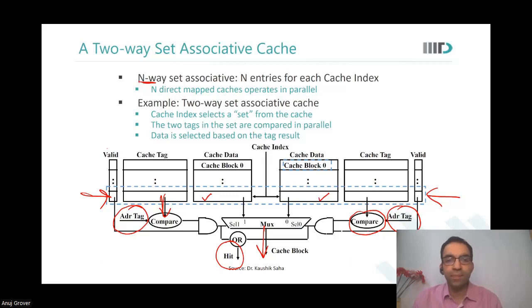Anything else? Sir, in direct map cache, when we were talking about the conflict misses, you told one of the solutions was to increase the cache size. So how will that resolve or reduce the problem?